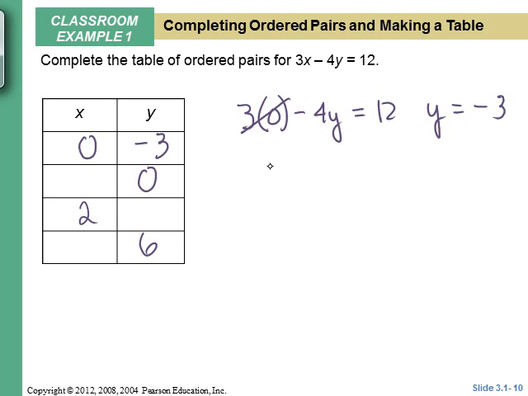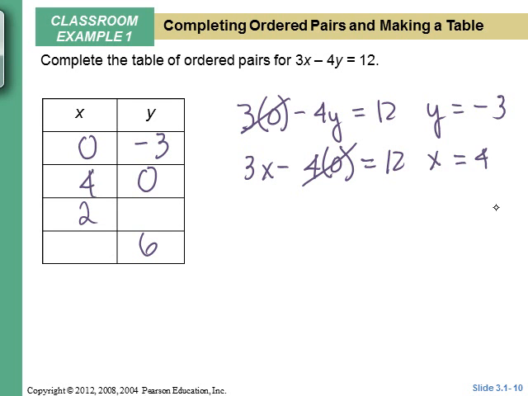For the next one, 3x minus 4 times 0 equals 12, so this cancels out. 3 times what is 12? 3 times 4, so x is 4.